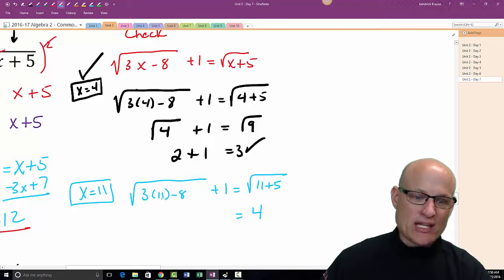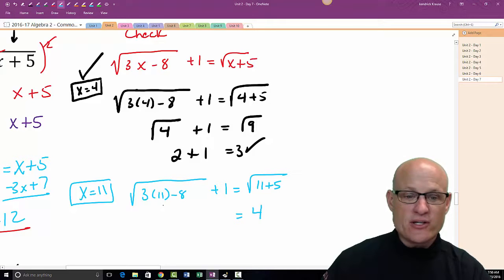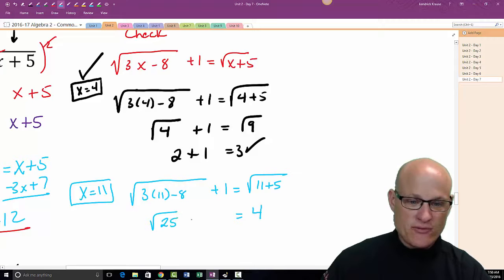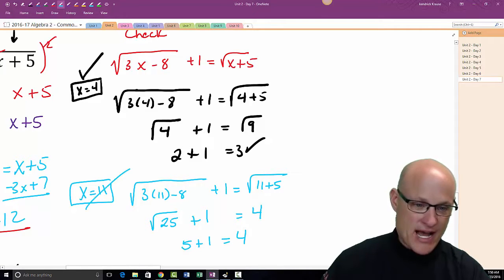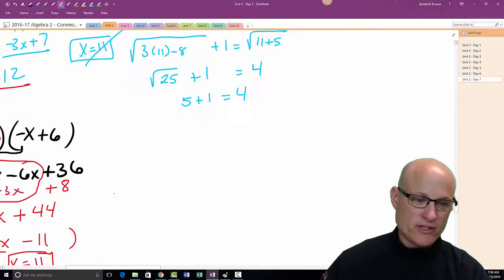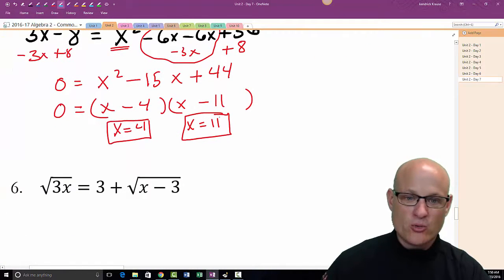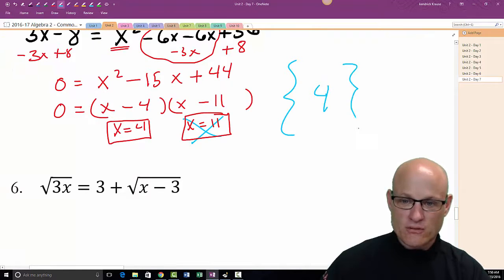3 times 11 is 33. 33 minus 8 is 25. So this is the square root of 25 plus 1. The square root of 25 is 5. 5 plus 1 is not equal to 4. Not going to work. So I come over here and I say, nope, you don't work. My only answer is 4.